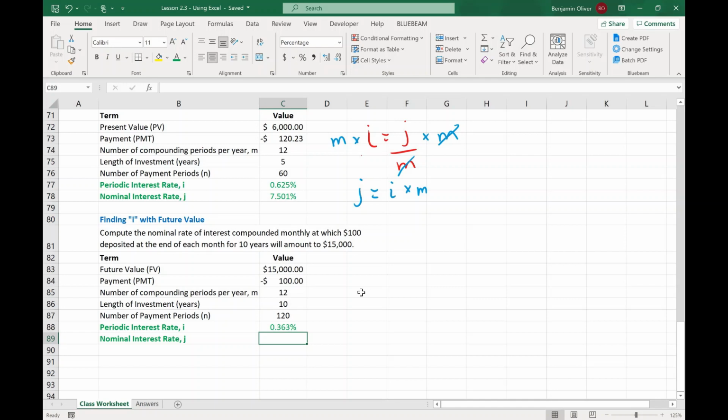But remember, that's not the nominal rate. We have 12 compounding periods per year. Remember back, our nominal rate of interest is our periodic rate of interest multiplied by our number of compounding periods per year. And we arrive at 4.35%.